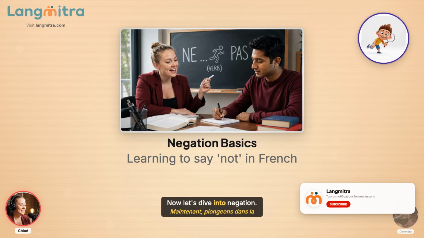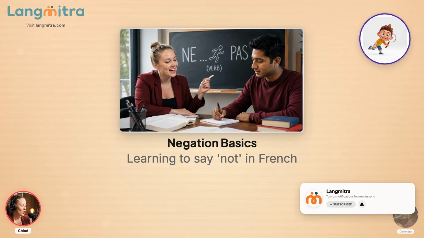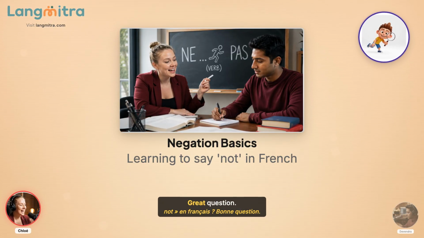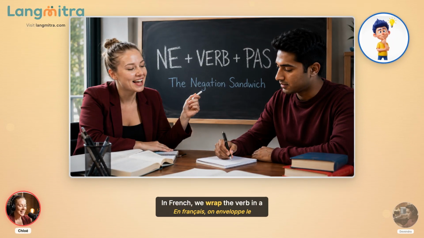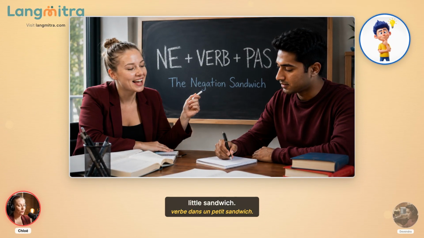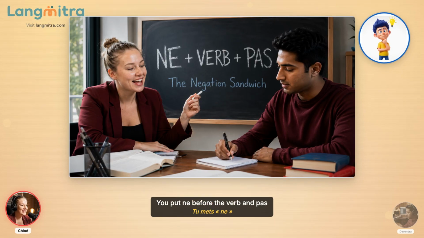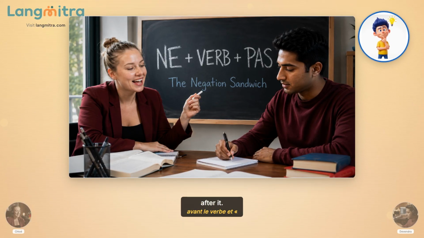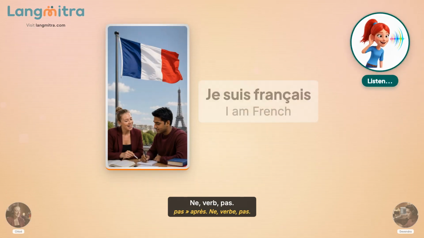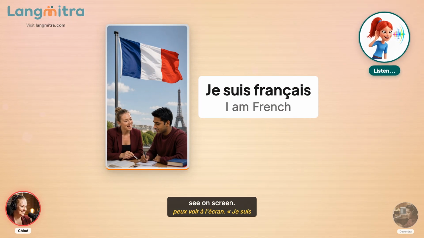Now, let's dive into negation. Okay, I'm ready. How do we say not in French? Great question. In French, we wrap the verb in a little sandwich. You put ne before the verb and pas after it. Ne, verb, pas. Let me give you an example you can see on screen.